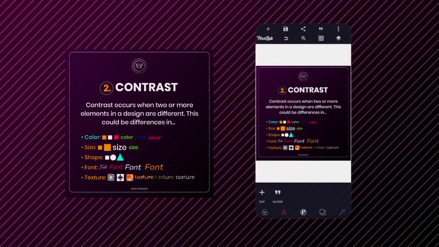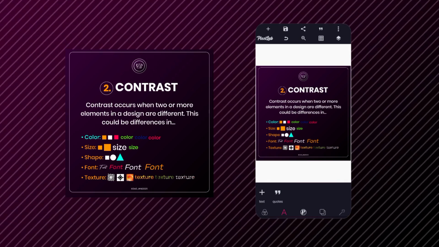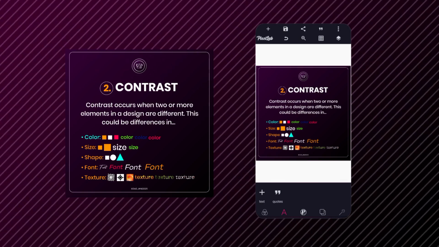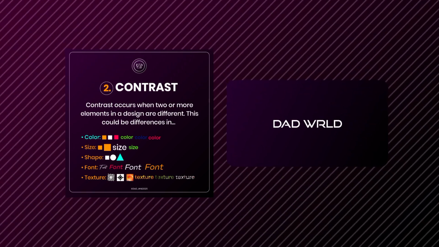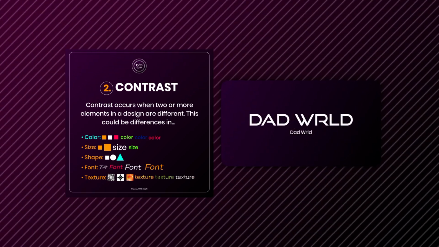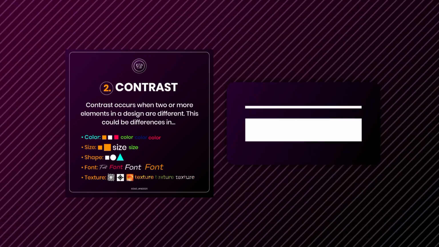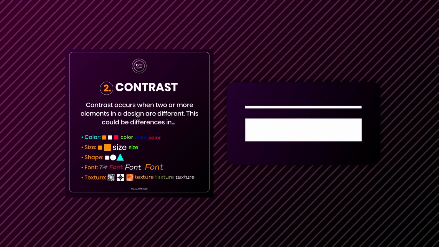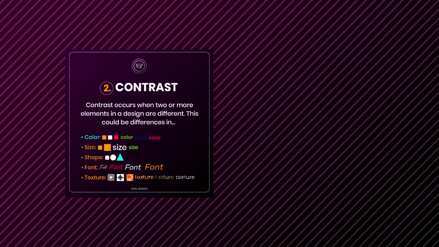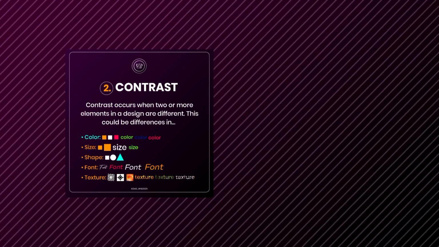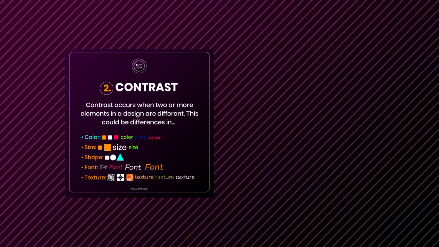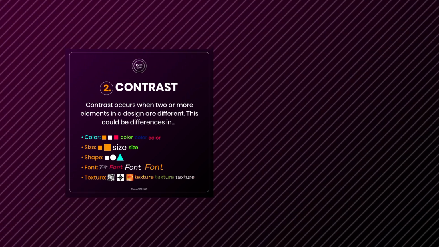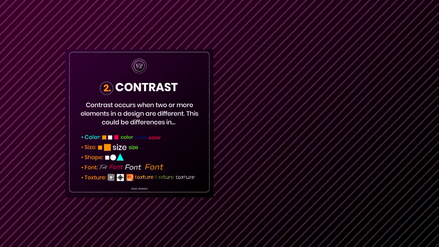The next principle is contrast. Contrast occurs when two or more elements in a design are different. This could be differences in color, size, shape, or texture. For example, light text on a dark background is a contrast. A big bold header next to small body text is a contrast. A thin line next to thick blocks is a contrast. Taking this design right here, the price tag serves as a contrast to the whole design itself. The price tag is red while the background is white and black. So that's an example of contrast.